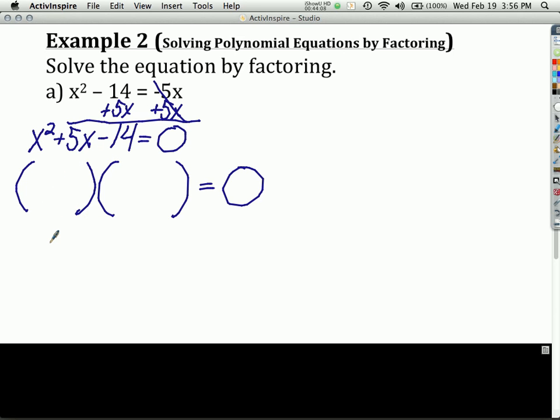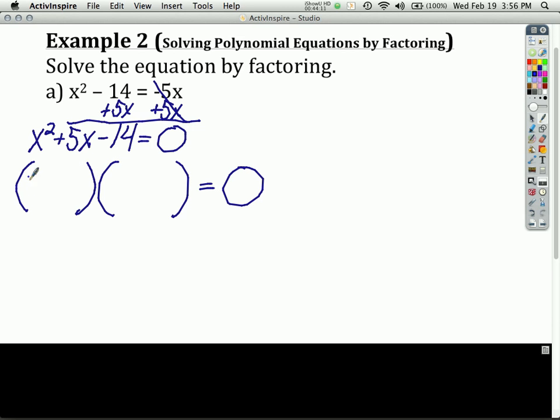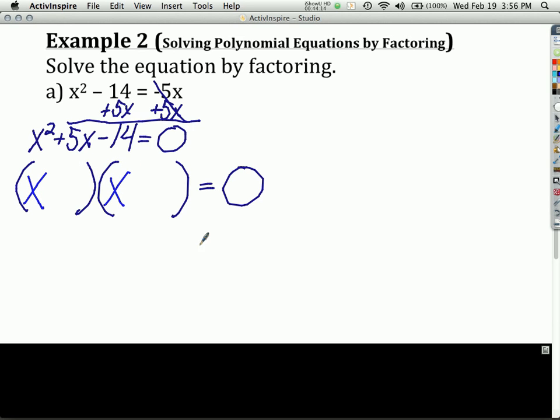The first part is easy. We already know it's going to be x and x. Now we need two numbers that multiply to this and add to that. What are the two numbers? Got lots of people that know. John? Okay, Sebastian R. -2 times 7. Yeah. 7 times -2 multiplies to this, and when you add them, it adds to this. 7, -2.